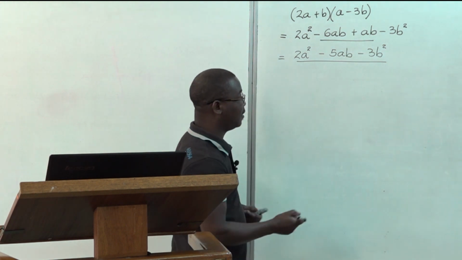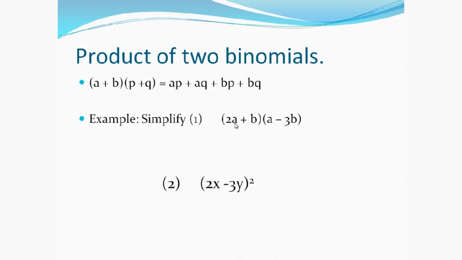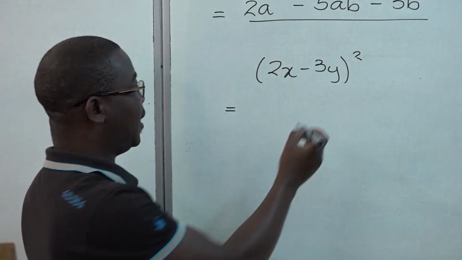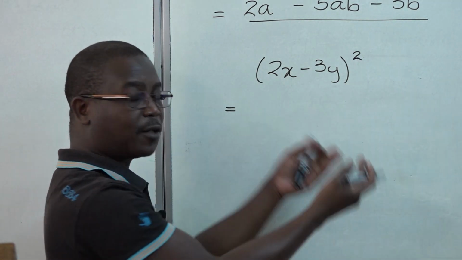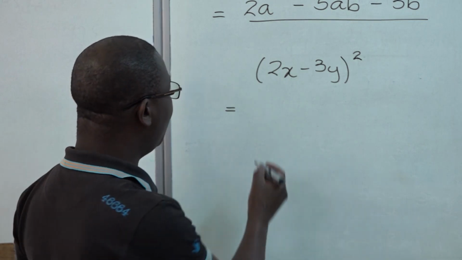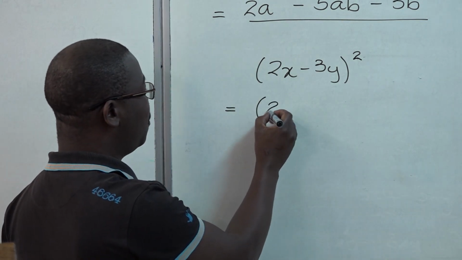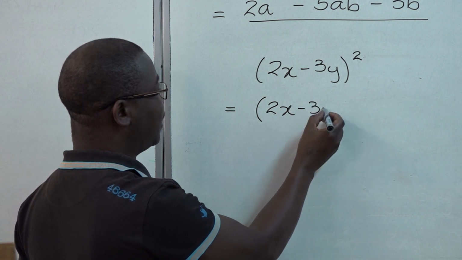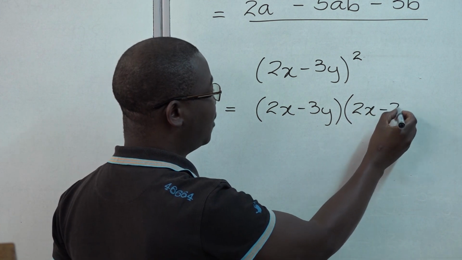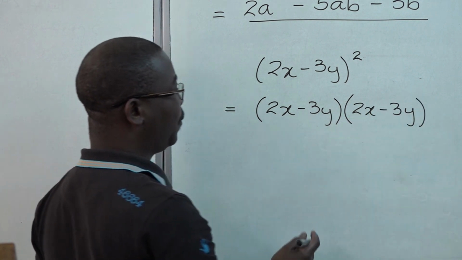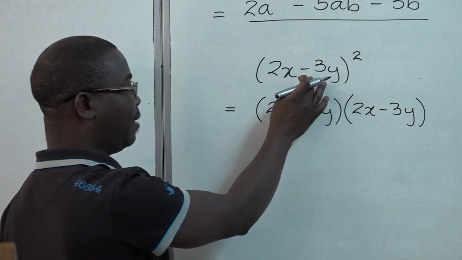I'm now going to look at the perfect square, which is example 2: 2x minus 3y, all squared. This 2, which is the exponent there, is telling us that this bracket is multiplied by itself, which means in expanded form we'll write it as 2x minus 3y in brackets multiplied by the same bracket, 2x minus 3y. So this expression is the same as that.